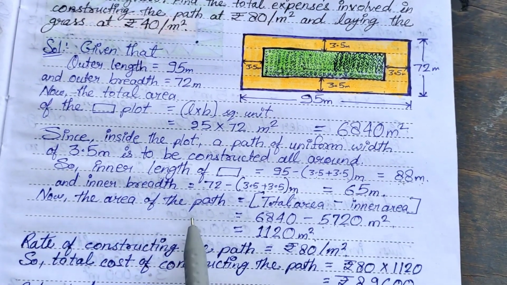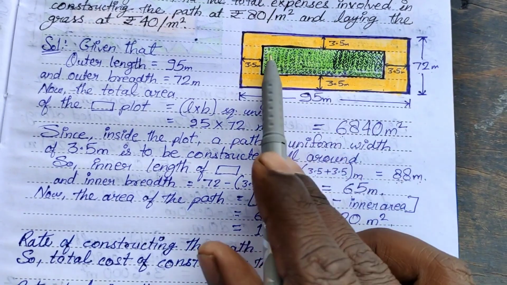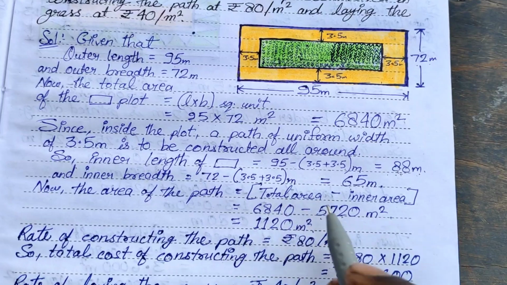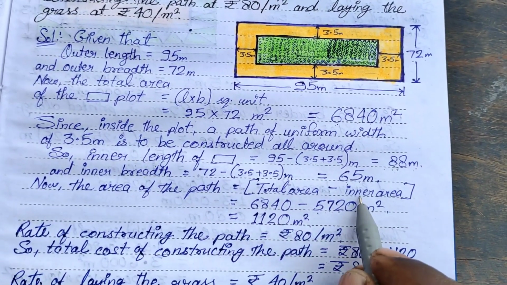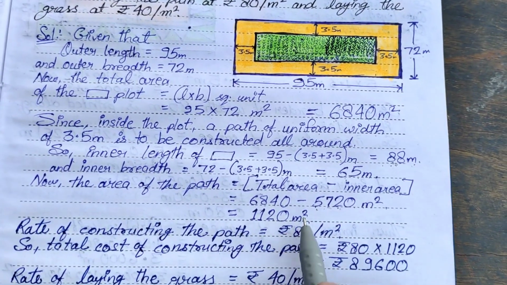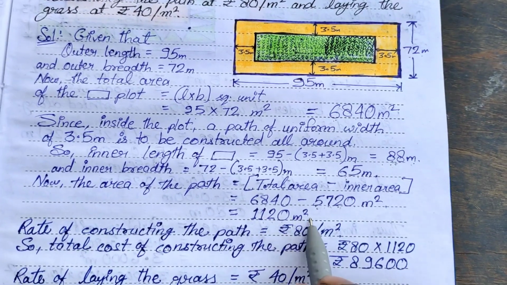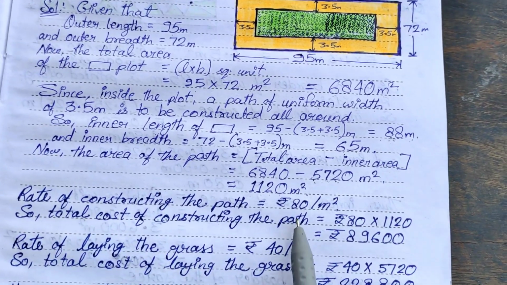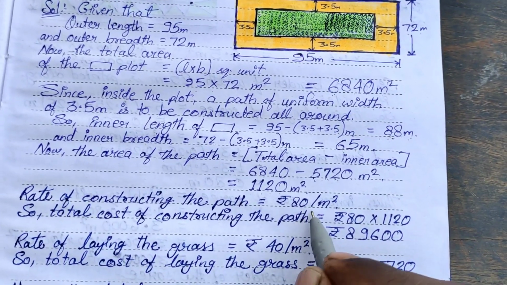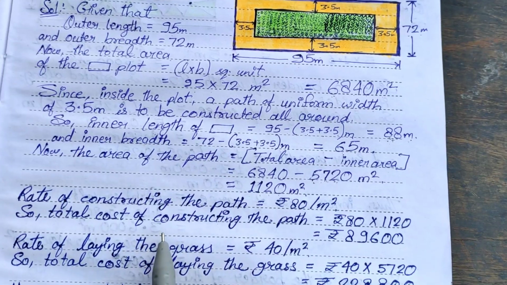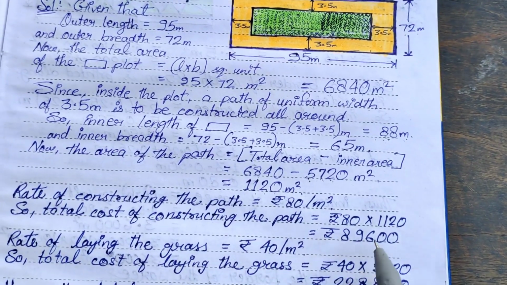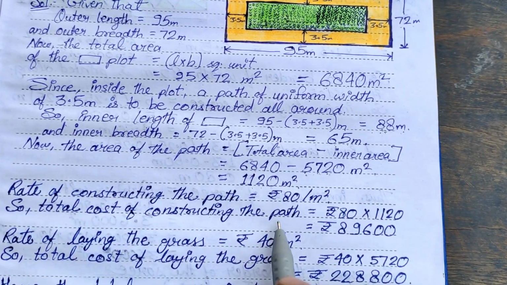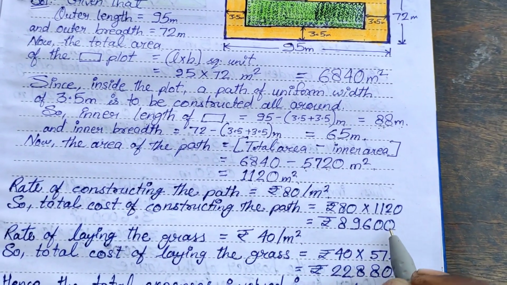Now the area of the path. To find the area of the path, we know that subtract the inner area from total area. So total area is 6840, inner area is 5720. Subtract it, we have 1120 meter square, the area of the path, this 3.5 meter path. Now rate of constructing the path is rupees 80 per meter square. So total cost of constructing the path, you have to multiply the rate with the area. You will get the total cost of constructing the path, that is 89600 rupees.